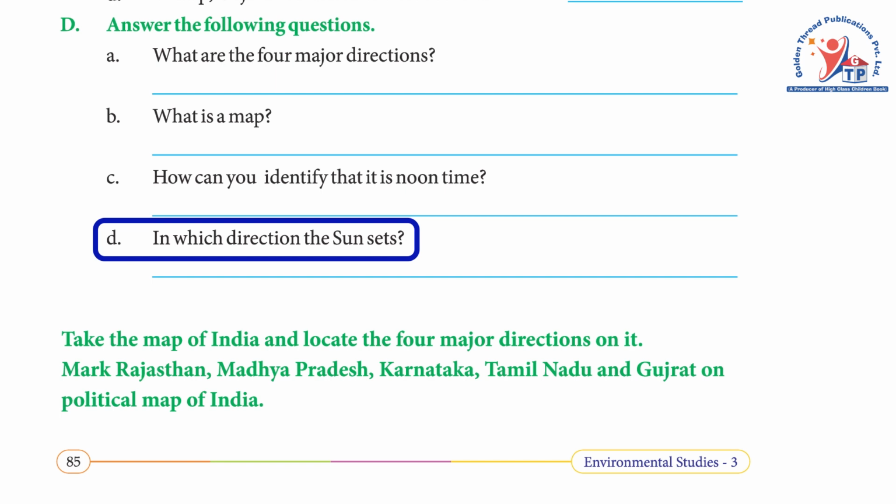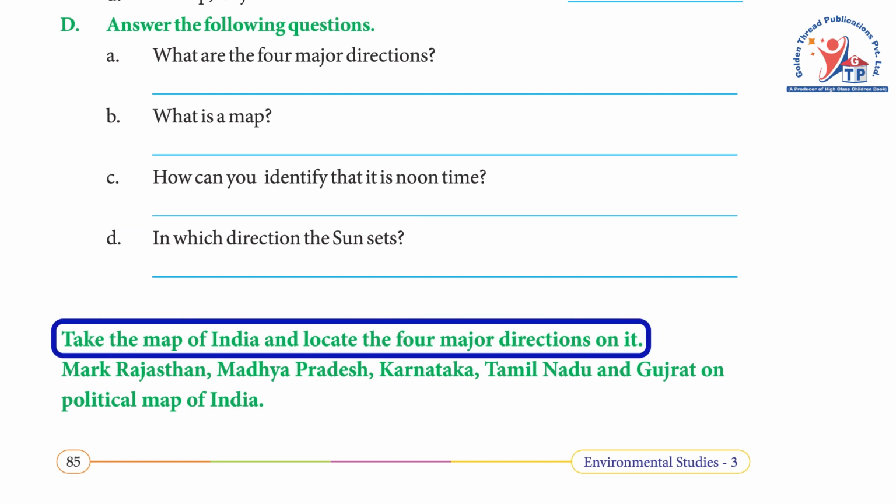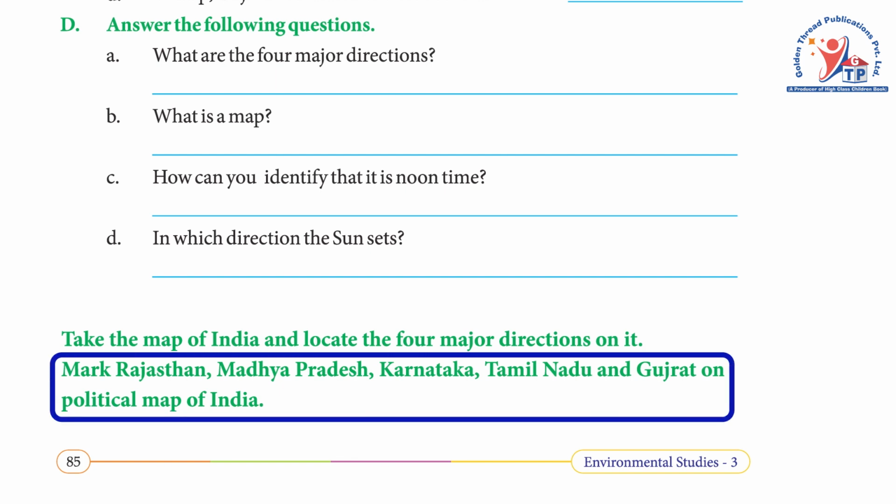Answer: west. Take the map of India and locate the four major directions on it. Mark Rajasthan, Madhya Pradesh, Karnataka, Tamil Nadu and Gujarat on the political map of India. Answer: do it yourself.